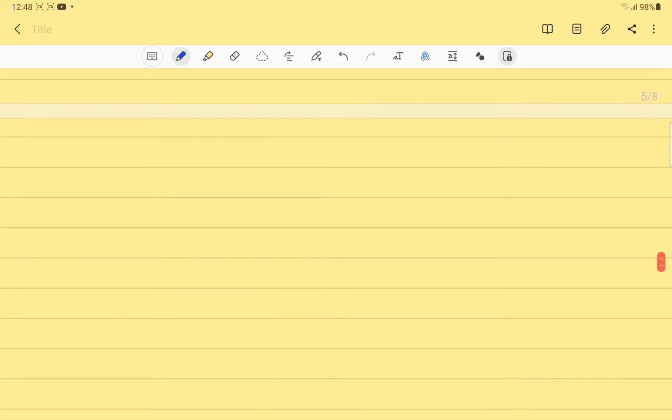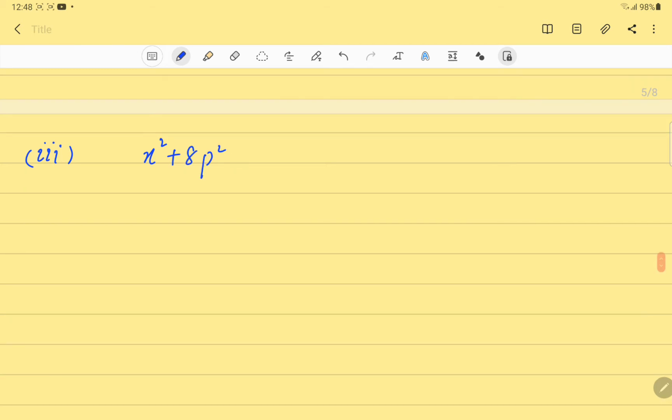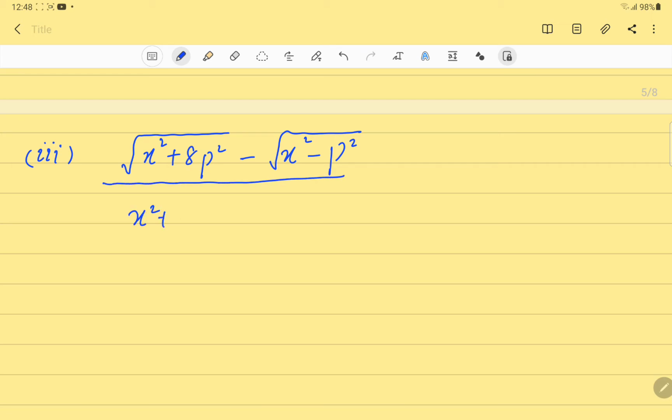Now we move on to our third question. Our third question is square root of x squared plus 8p squared, minus square root of x squared minus p squared, over square root of x squared plus 8p squared, plus square root of x squared minus p squared, is equal to 1 over 3. Right?